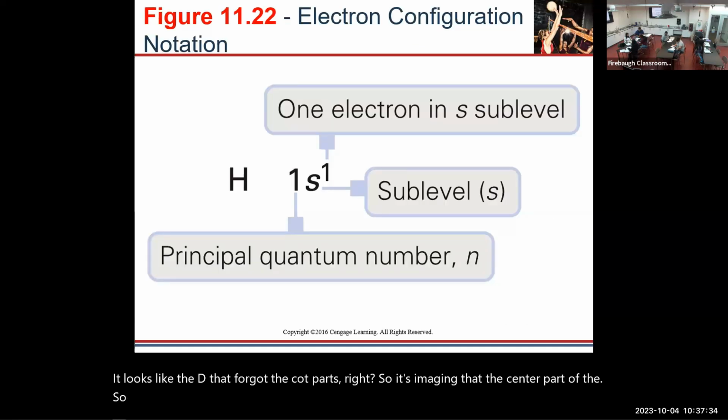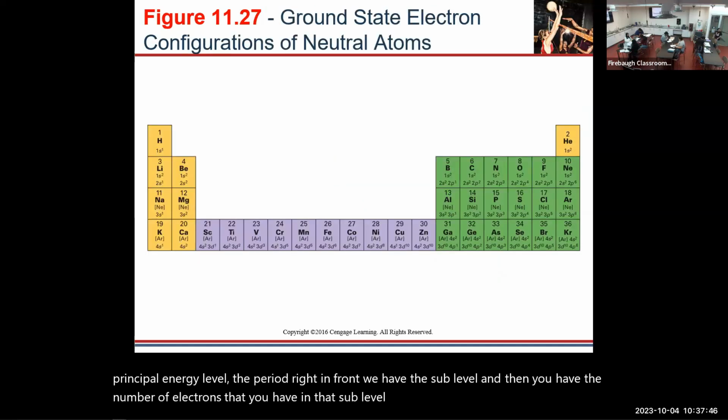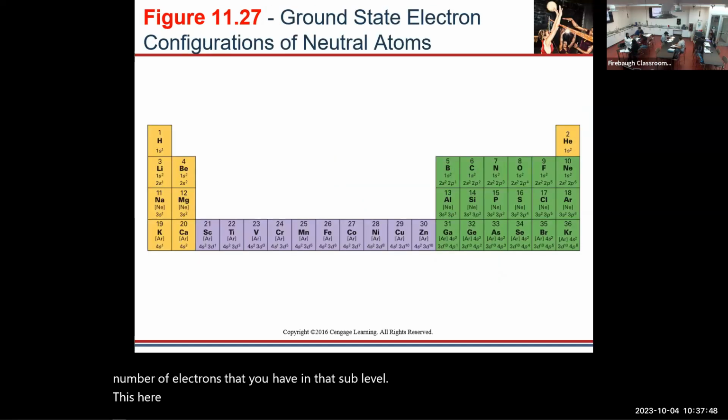So you guys are already familiar. You always start off with the principal quantum number or the principal energy level, the period, right? In front, we have the sublevel, and then you have the number of electrons that you have in that sublevel. This here just shows you the electron configuration for some of the earlier atoms.